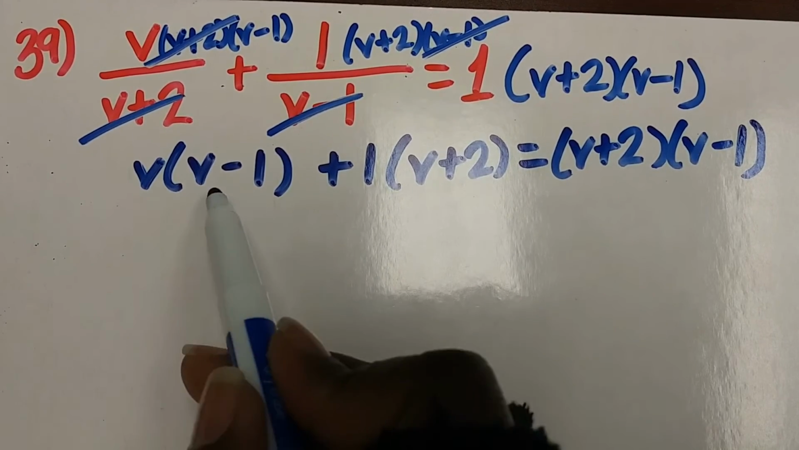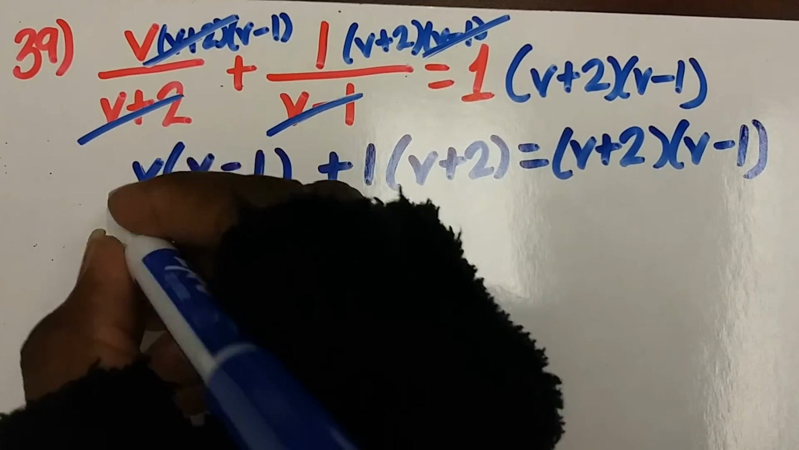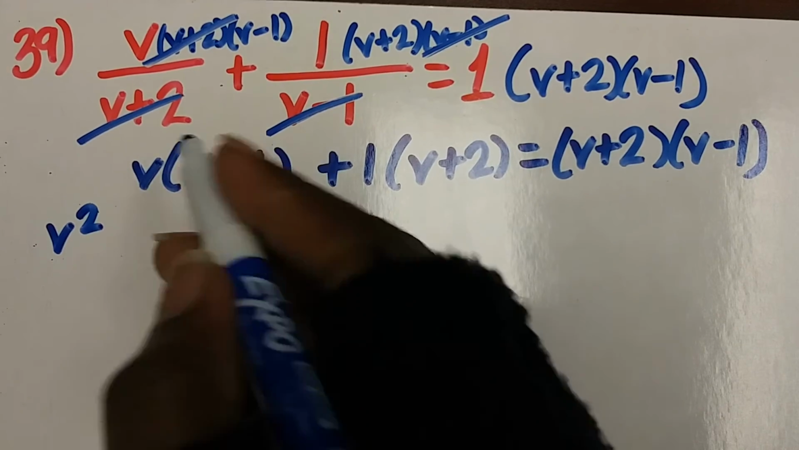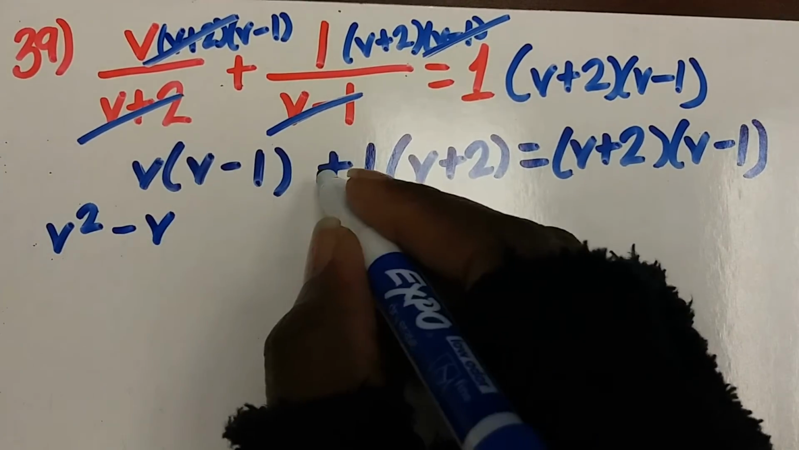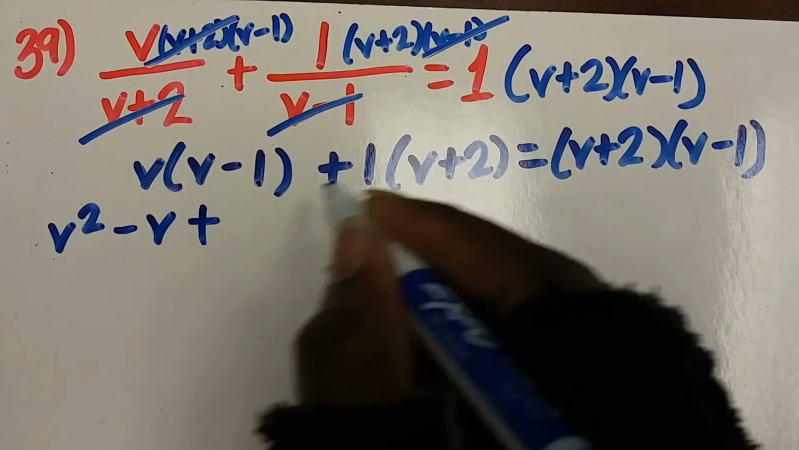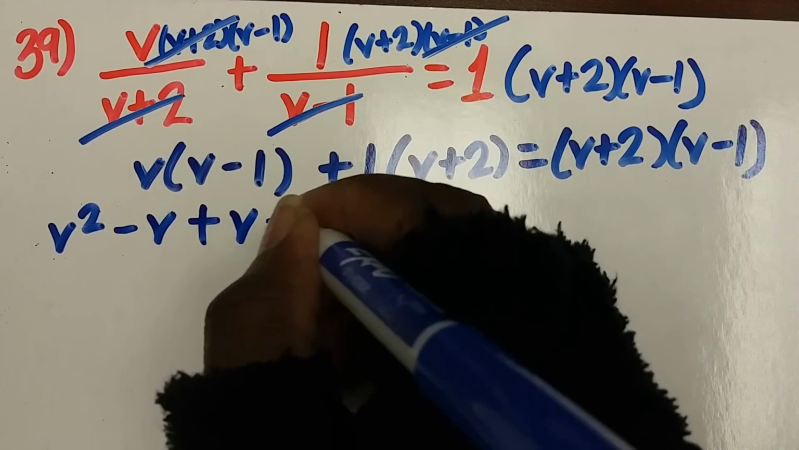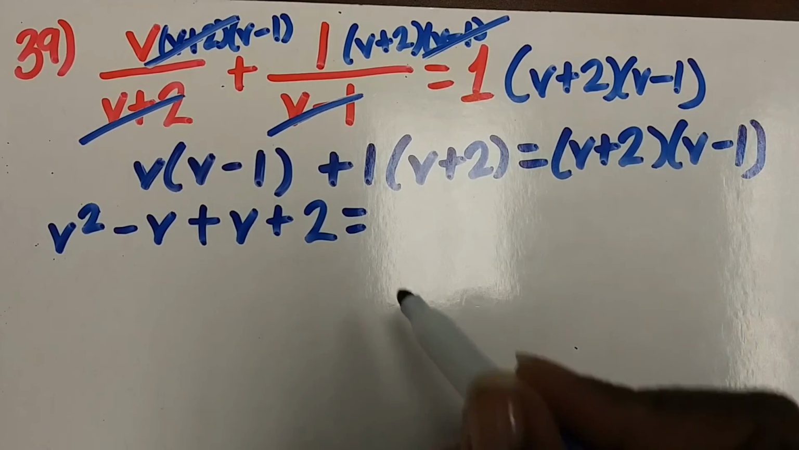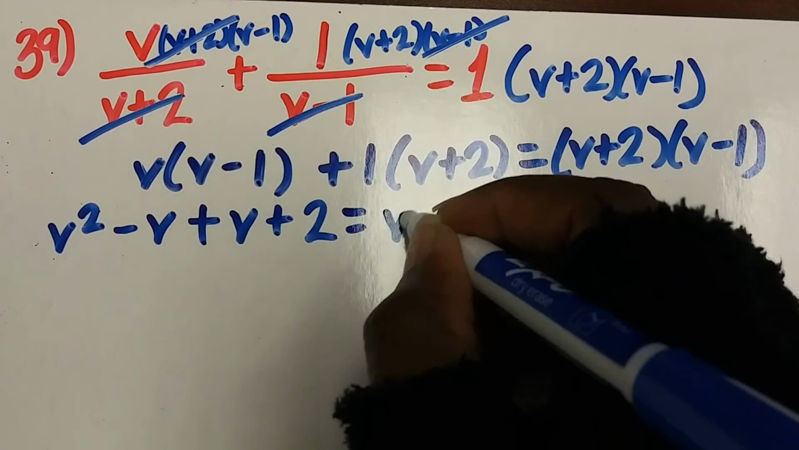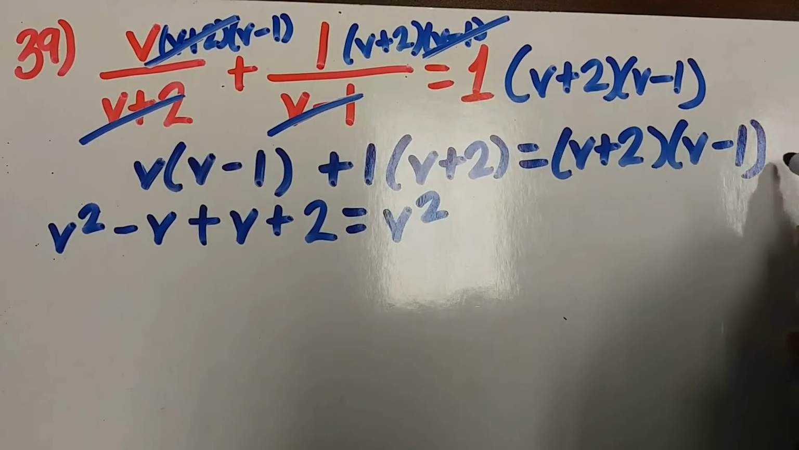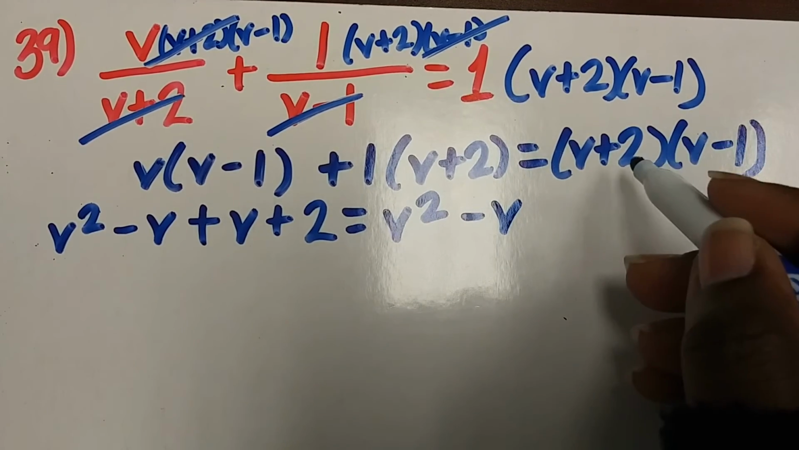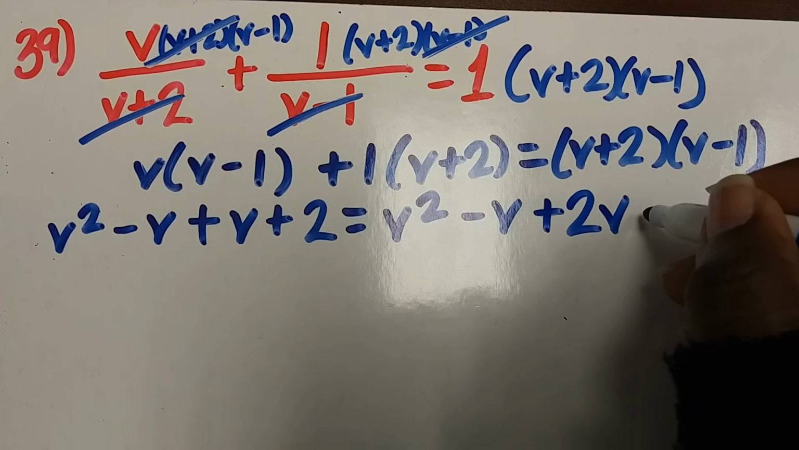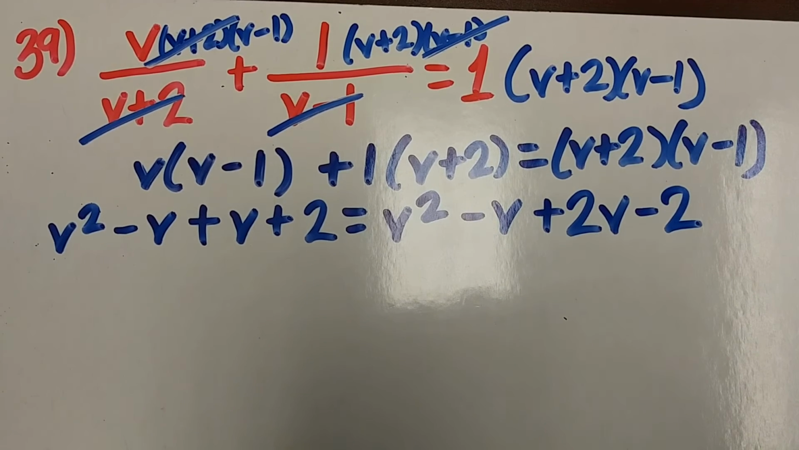Now let's work it. Distributive property, V times V is V squared. V times negative 1 is minus V. Plus 1 times itself is itself. FOIL this out. First, V times V, V squared. V times negative 1, negative V. 2 times V, positive 2V. 2 times negative 1, negative 2.